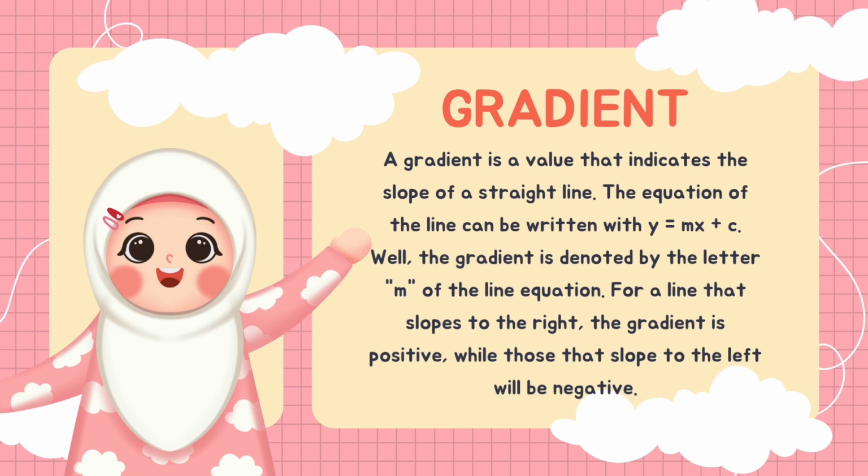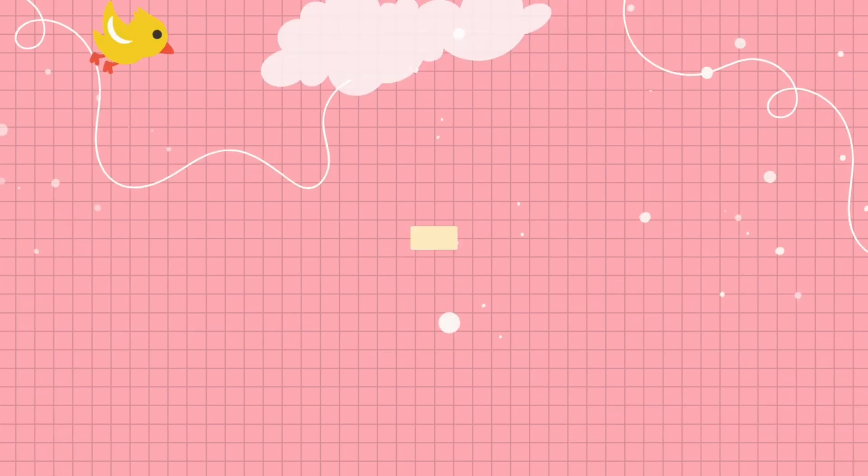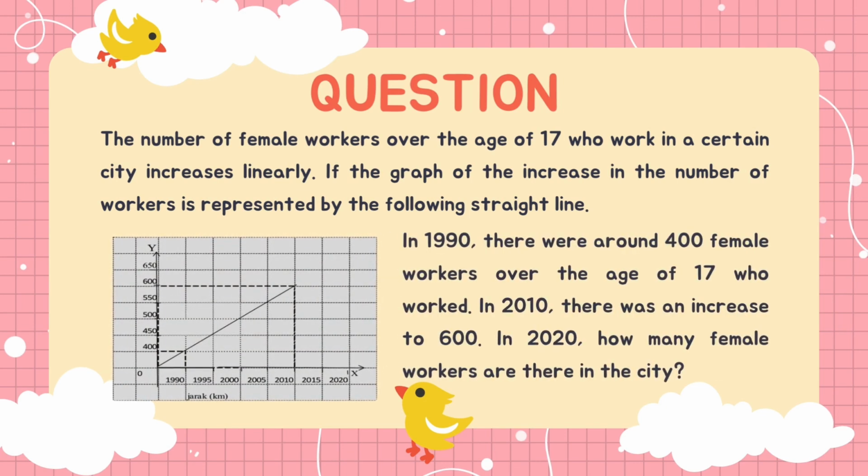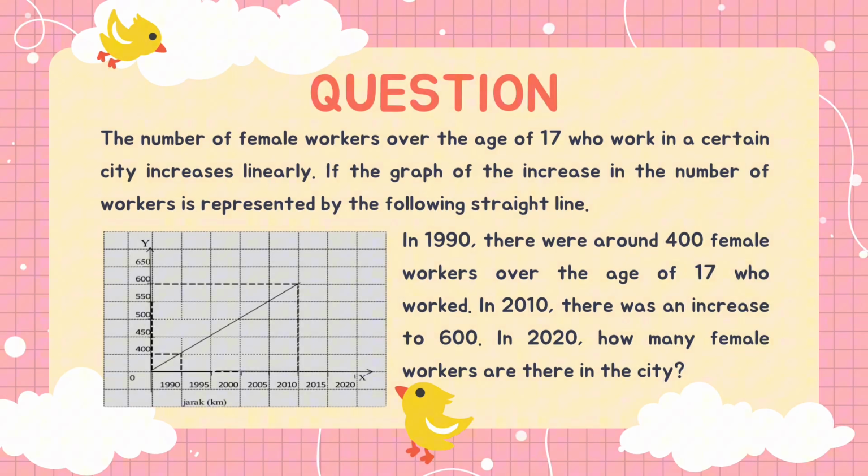Next, let's solve the following problem. The number of female workers over the age of 17 who work in a certain city increases linearly. If the graph of the increase in the number of workers is represented by the following straight line. In 1990, there were around 400 female workers over the age of 17 who worked. In 2010, there was an increase to 600. In 2020, how many female workers are there in the city?